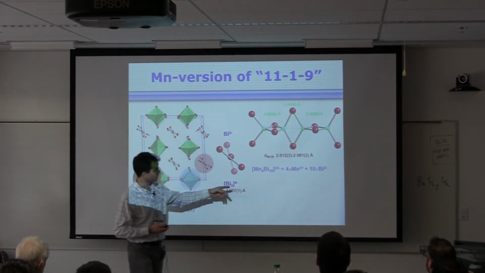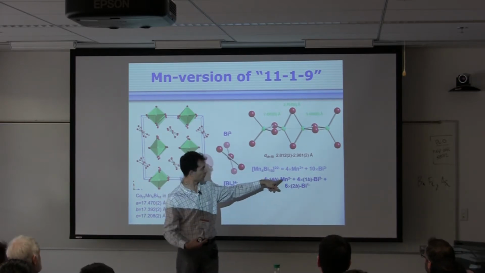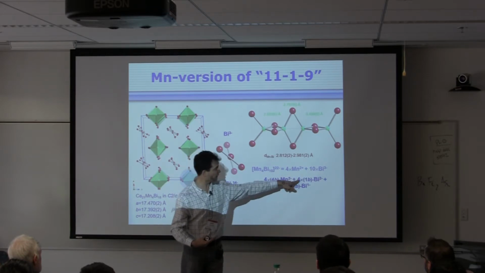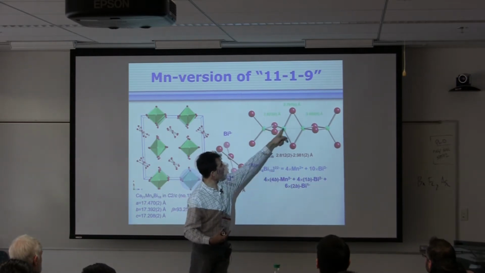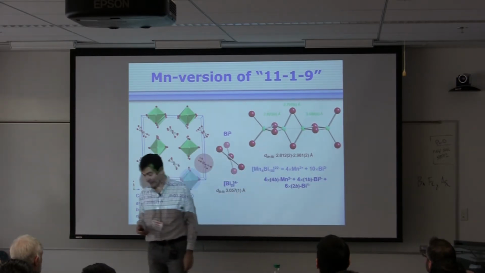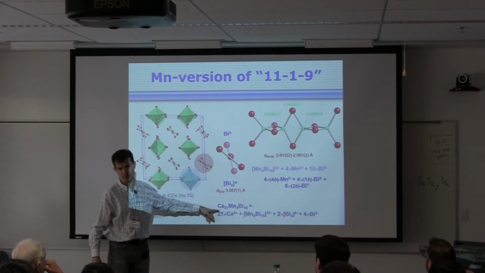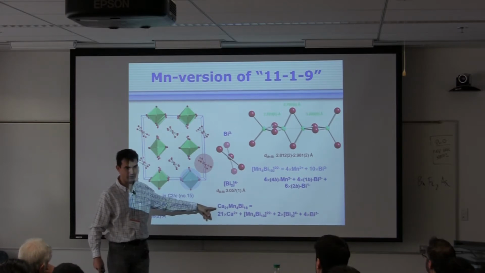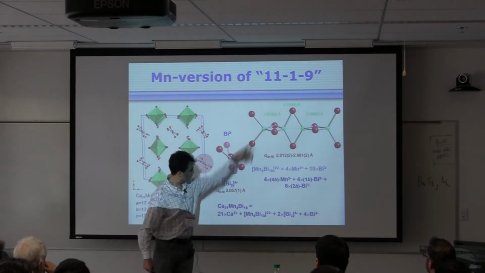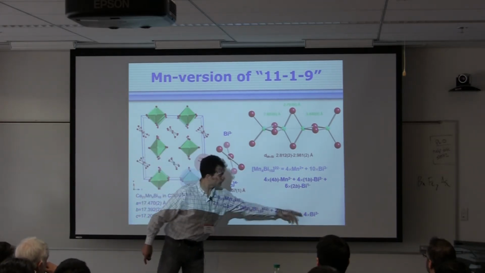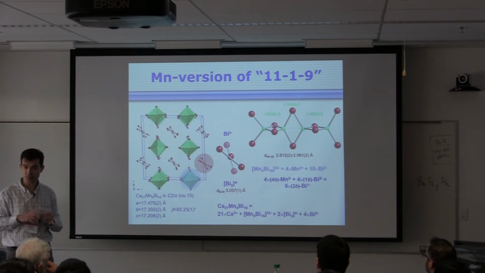Or we can say, all right, we'll now partition the bonding. Each manganese behaves as a pseudo main group element of group 2, so it will be assigned a formal charge of 2 minus. The one-bonded bismuths are going to be 2 minus, and those that are shared with two bonds will be called 1 minus. Either way, this extremely ugly formula, unpleasant to even look at, breaks down to 21 calcium 2+, one of those units, 2 dumbbells, and 4 of these isolated bismuths.